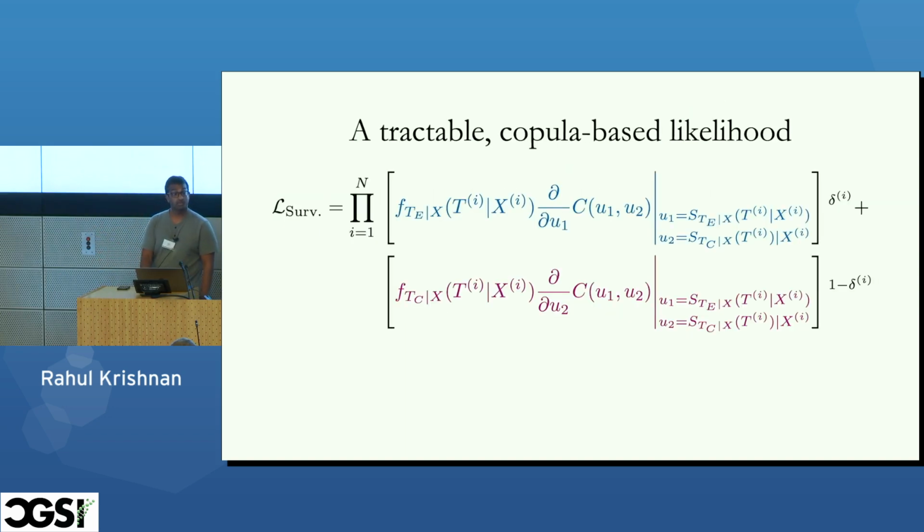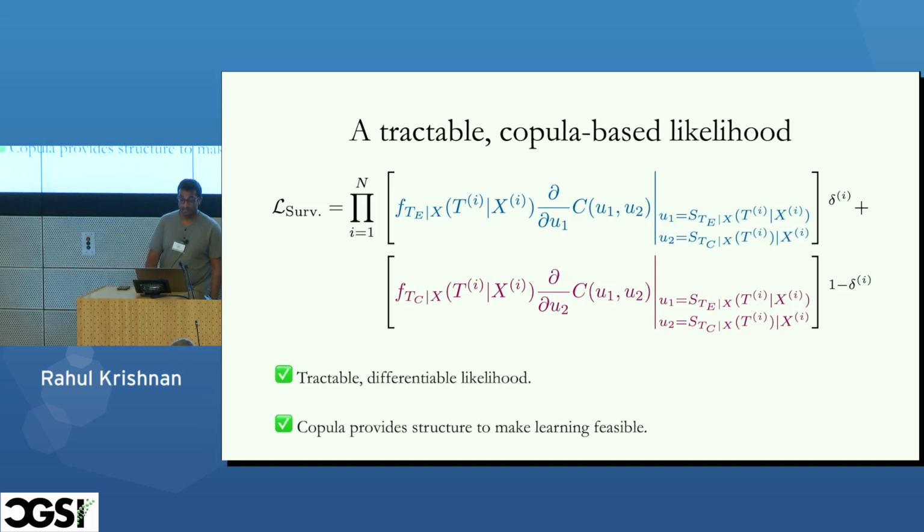And so instead of those two intractable integrals, we end up with two functions of the parameters of the copula that we have. And these functions are good because they're tractable and they're differentiable, and they represent the likelihood of the data that we observe, which means that we've taken copulas and turned them into a tool that makes learning feasible when you have dependent censorship.